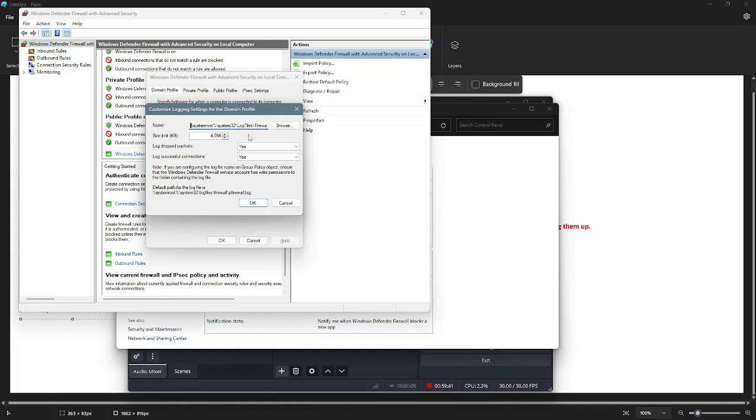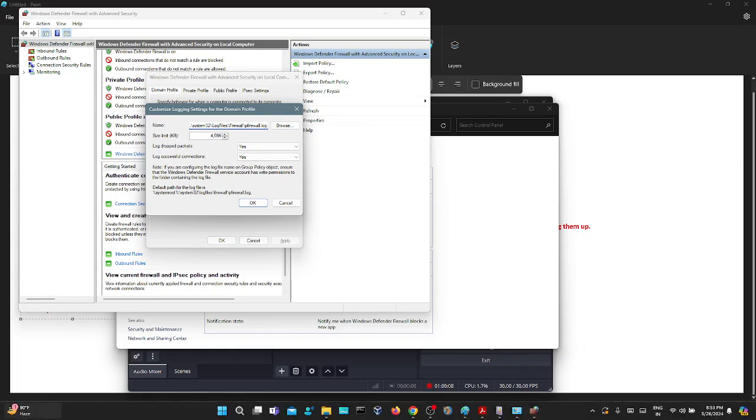So you have to customize first. If you want to send the Windows firewall logs into the log file, you have to customize here, and then choose the path where you want to send all the logs, pfirewall.log. So here all the logs are there. This is the log.